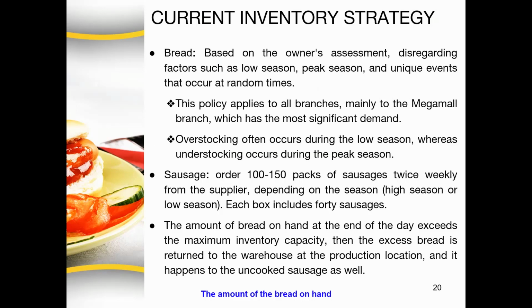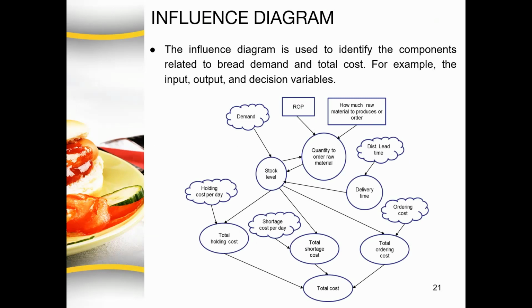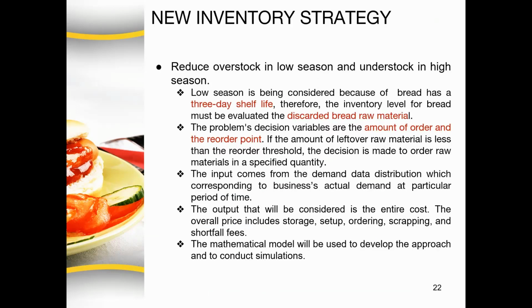The amount of bread on hand at the end of the day exceeds the maximum inventory capacity, and then the excess bread is returned to the warehouse at the production location, and it happens to the uncooked sauces as well. The picture below is the influence diagram that identifies the components related to bread demand and total cost.